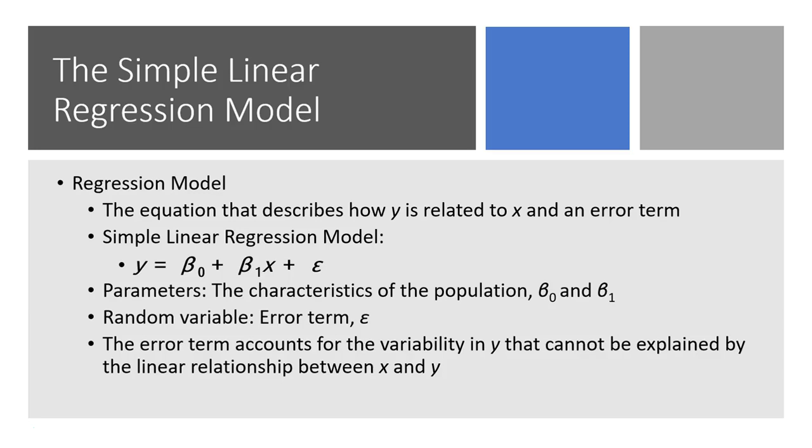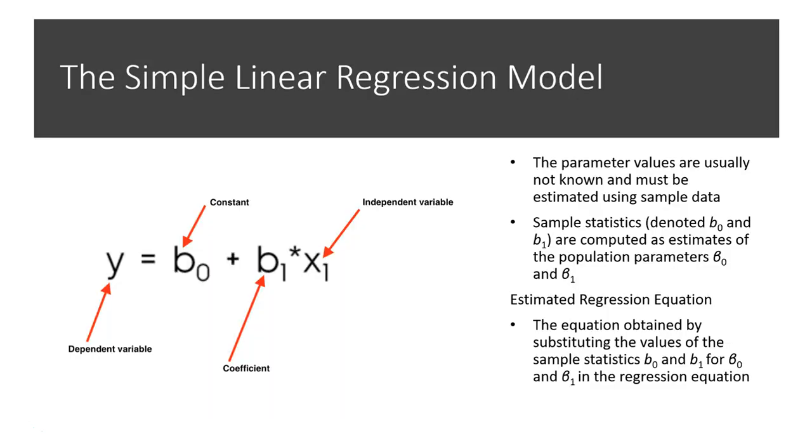So going back to our Butler Trucking example, the population will consist of all the driving assignments that can be made by the company. For every driving assignment in the population, there is a value of x, which is your miles traveled, and a corresponding value of y, which is travel time in hours.